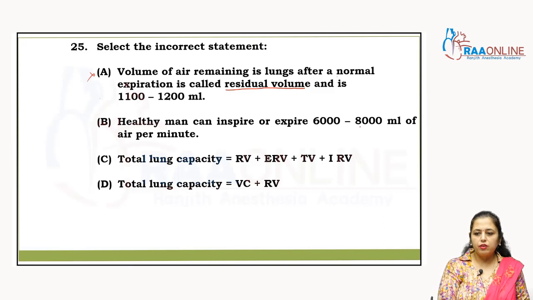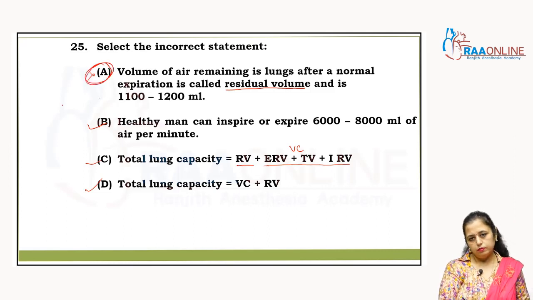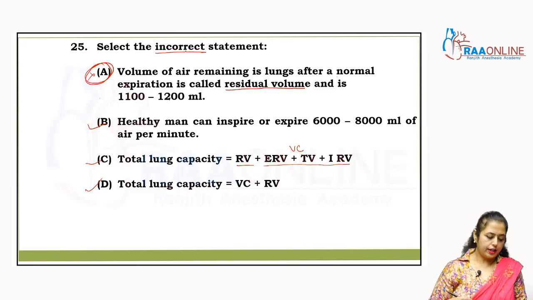A healthy man can expire or inspire, exactly. Total lung capacity is RV plus, and we can write it, that is VC. So all these three are correct and that one is wrong. So the correct answer is A, because in the question they asked about the incorrect statement, right?